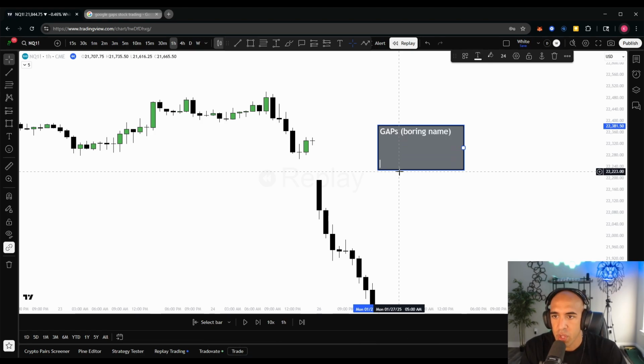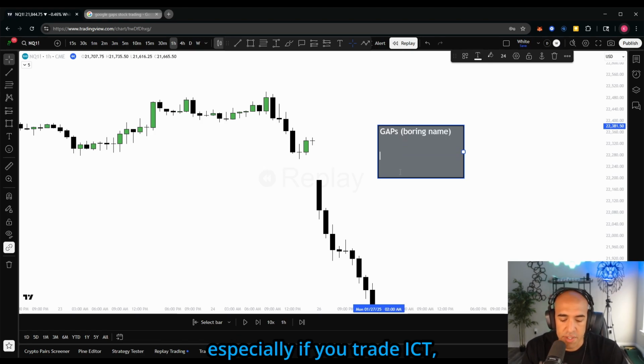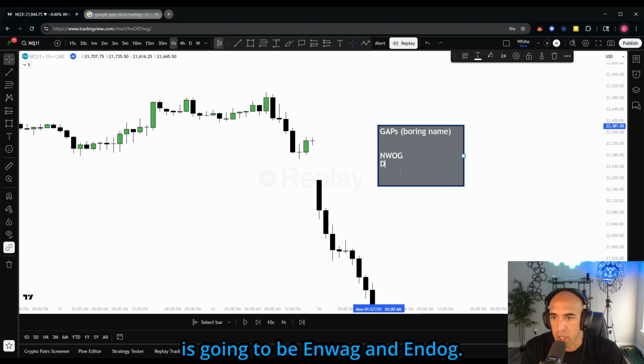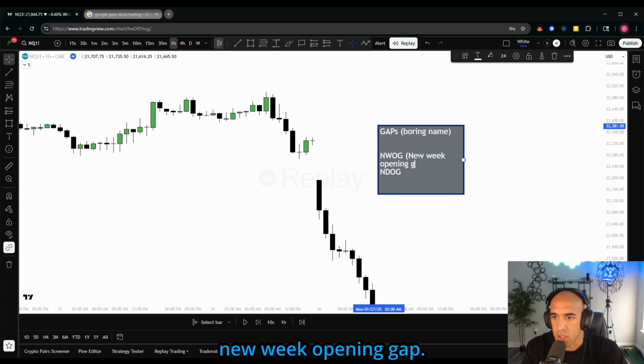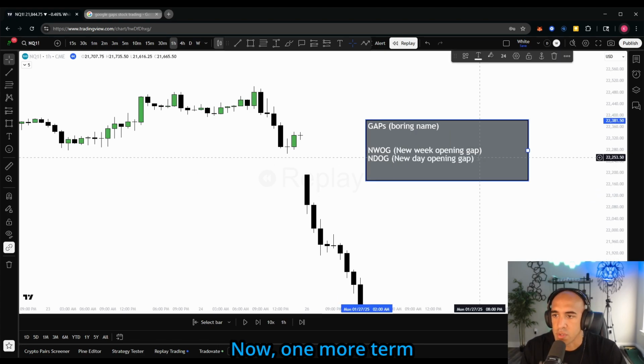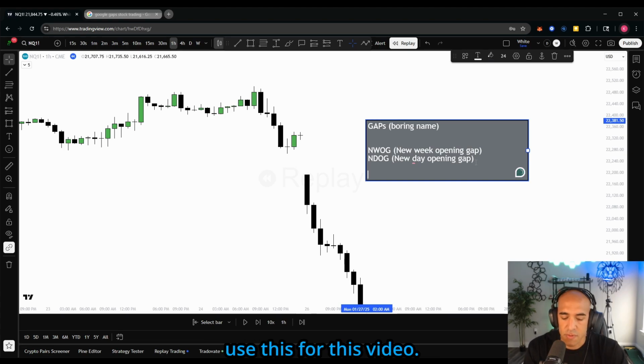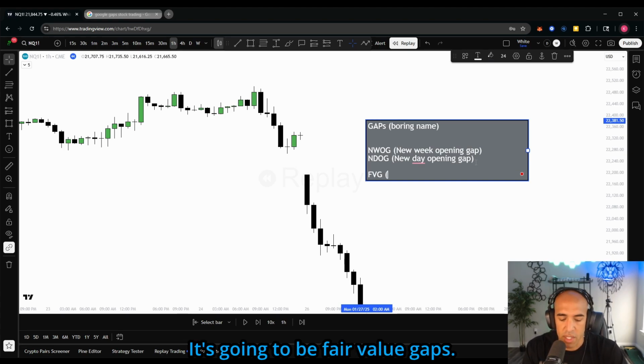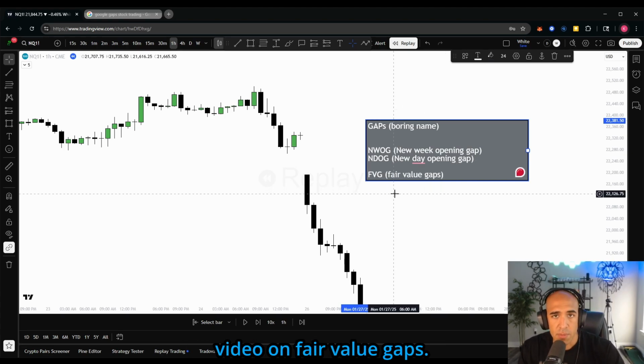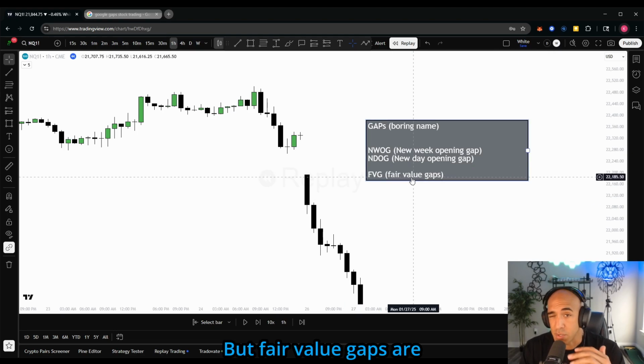It is a gap. A technical name, especially if you trade ICT, is going to be NWOG and NDOG. I'm going to show you how to find these and what the difference is. NWOG is a new week opening gap. NDOG is a new day opening gap. One more term we can throw in here, though we're not going to use it for this video, is fair value gaps. I did make a video on fair value gaps, so go check that out.